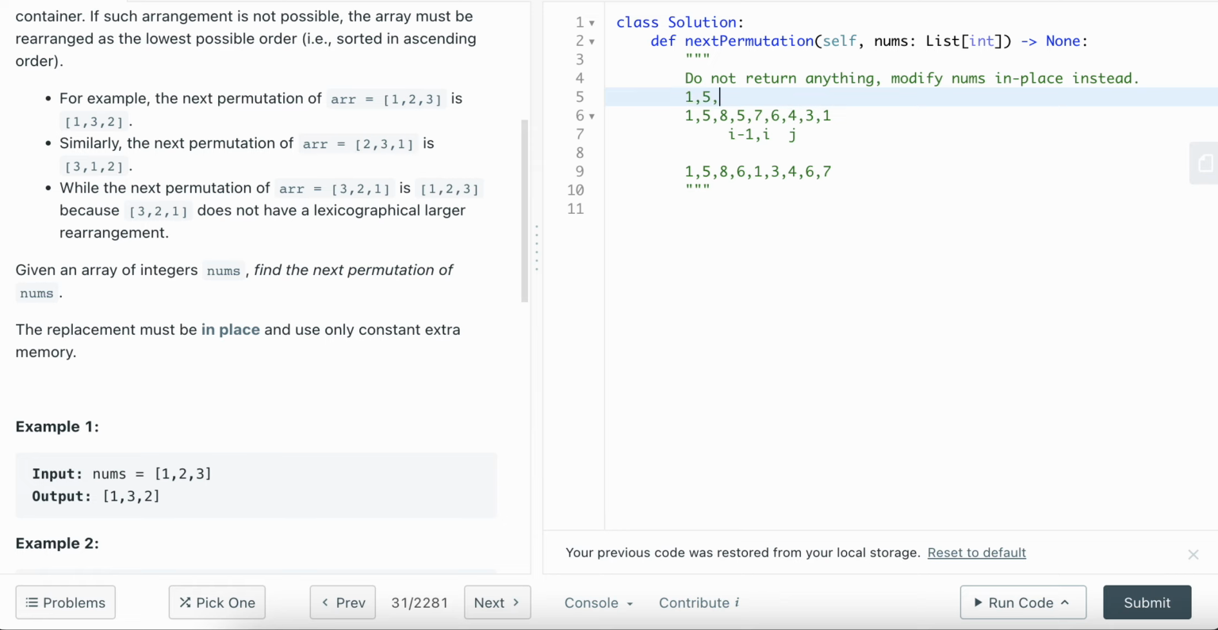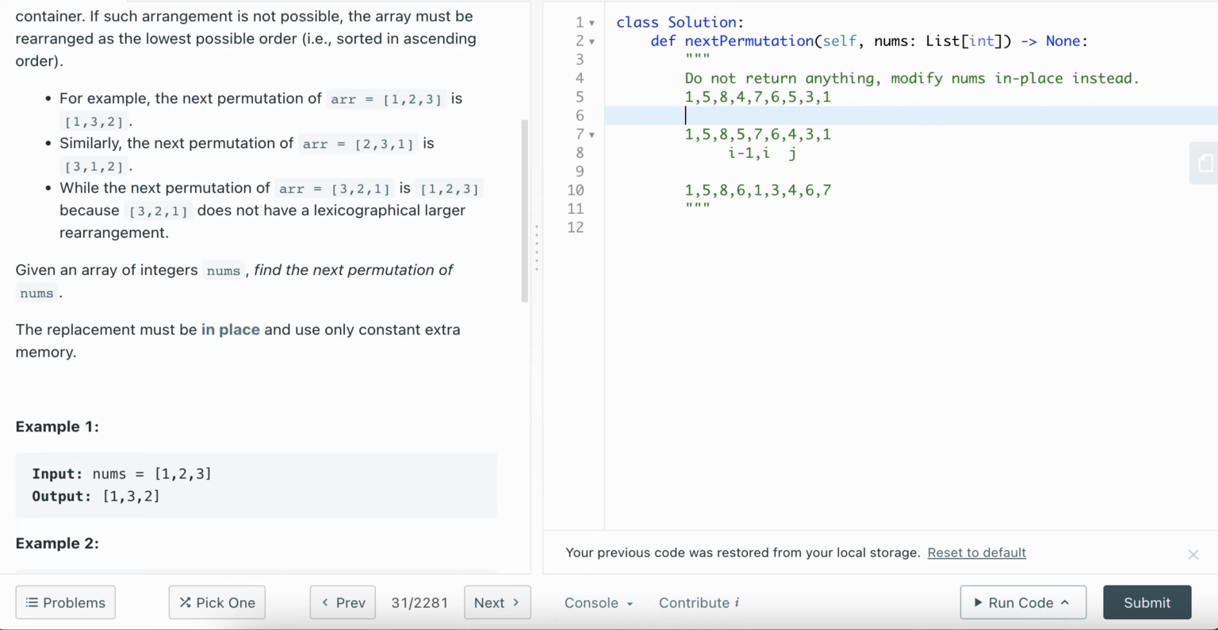Originally, by doing that, we have already swapped the 7, 6. Let me write the original 3, 1. So this is the original array that was given, and then we swap i minus 1 and j, and once you swap them, you rearrange the array starting from the i position, basically reverse all of them, and then you can have the right answer. This one will be the next permutation, and I'll prove it to you when we run the test case.